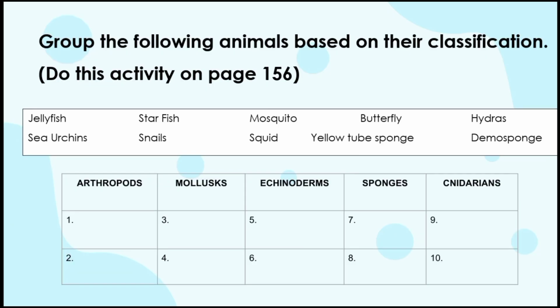For you to be able to know if you truly understand your lesson for today, will you please get a piece of paper and also a ball pen and try to answer this? All you have to do is to group the following animals based on their classification. You may pause this video, answer this activity, and after that, I will show you the answer.